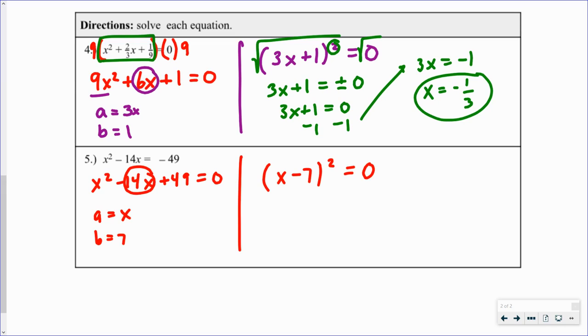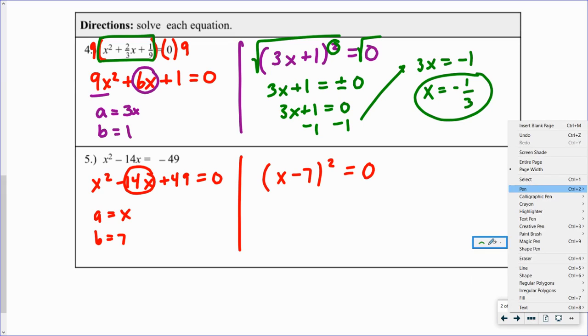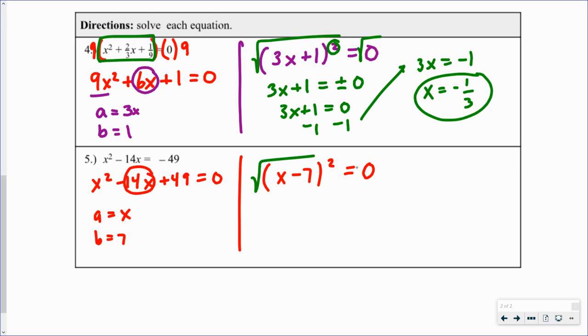So again, we're going to use the same exact technique as we did before. Square root both sides. x minus 7 equals technically plus or minus 0, but again, that's just really 0. And then we're going to add 7 to both sides, and we're going to get x equals 7.